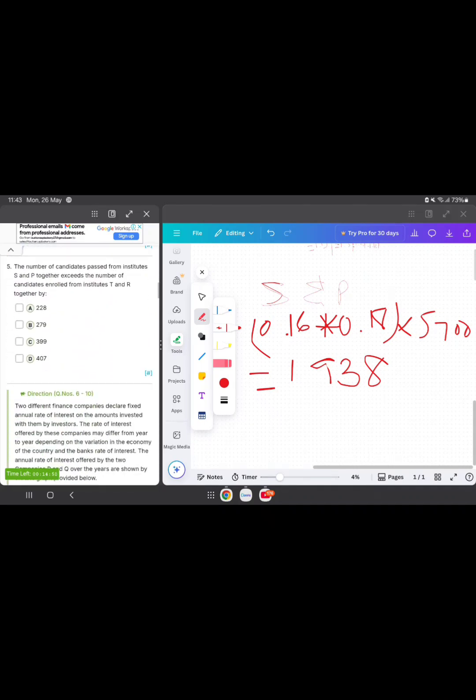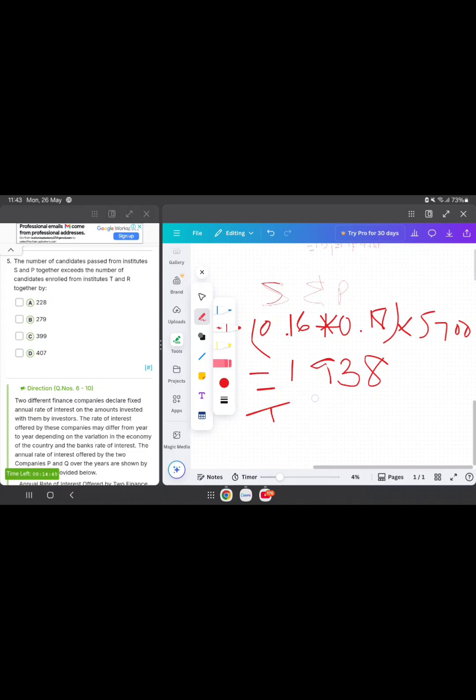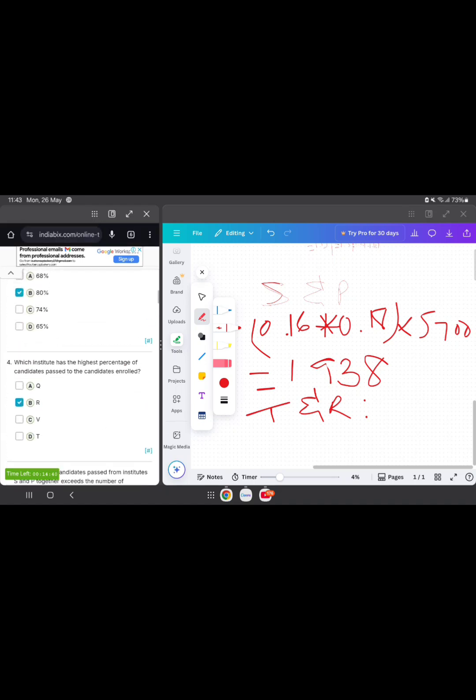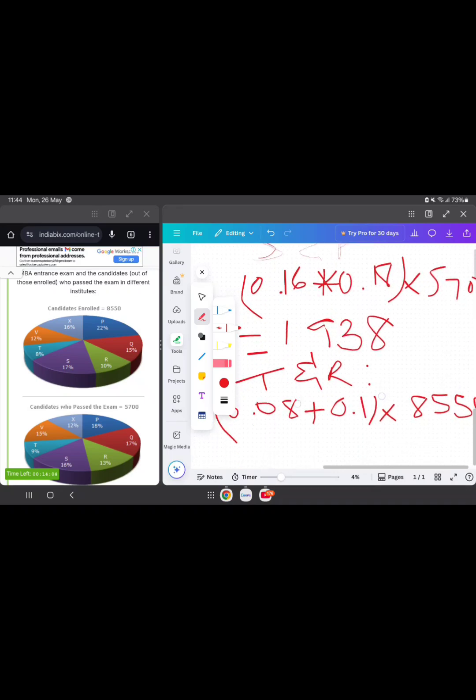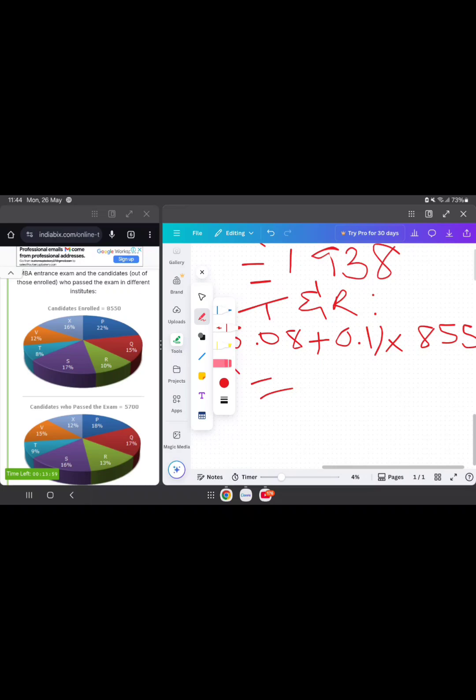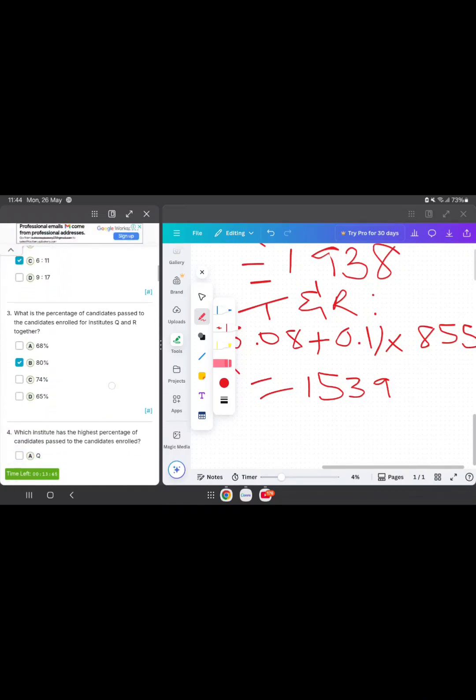Okay, and then for those who have enrolled, that's from T and R. With T we have already calculated this, and then we'll just do it so that you can follow the steps. For T it's 0.08. Then for R we've got 0.1. Then all this is multiplied by 8,550, which gives us 1,539.